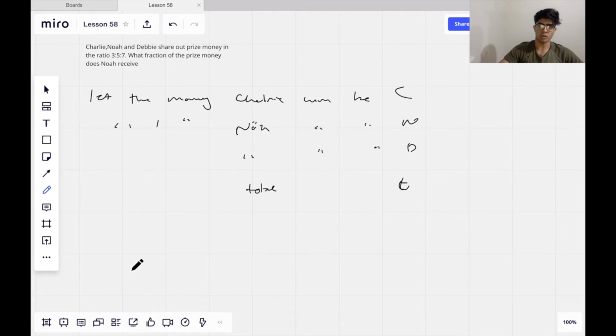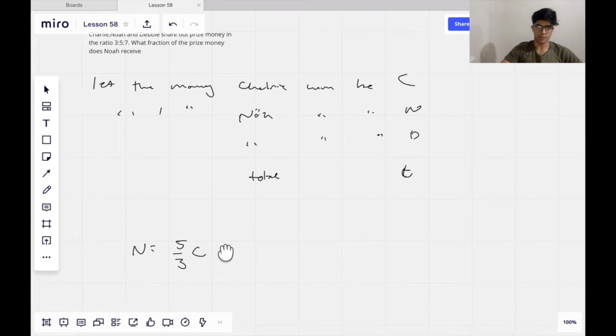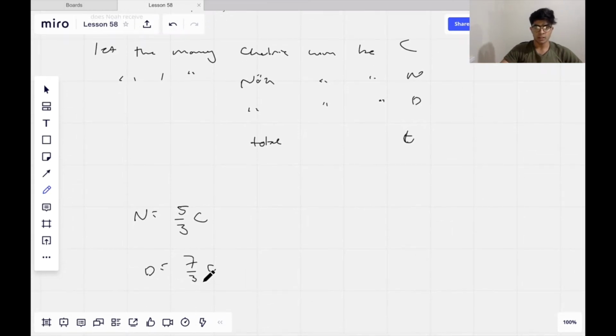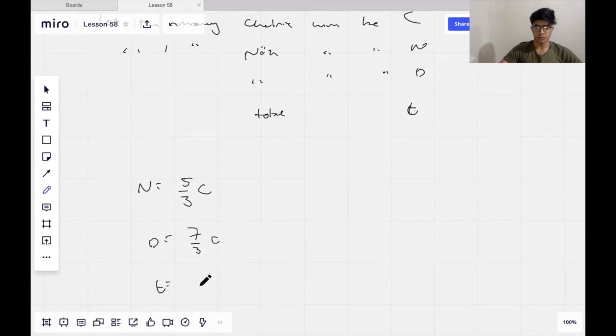We know from the ratio that n is equal to 5 over 3 c. Look at the ratio 3 Charlie to 5 Noah: for every $3 Charlie earns, Noah gets 5. So Noah has 5 over 3 c. And then d is equal to 7 over 3 c. And we know the total is equal to c plus n plus d.